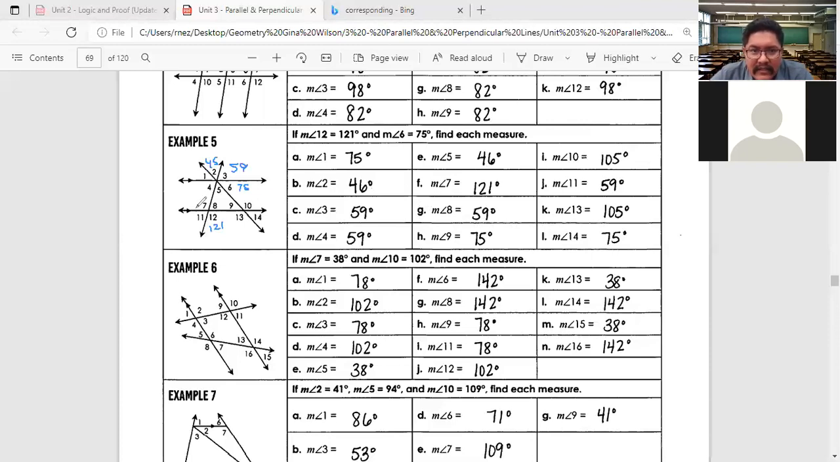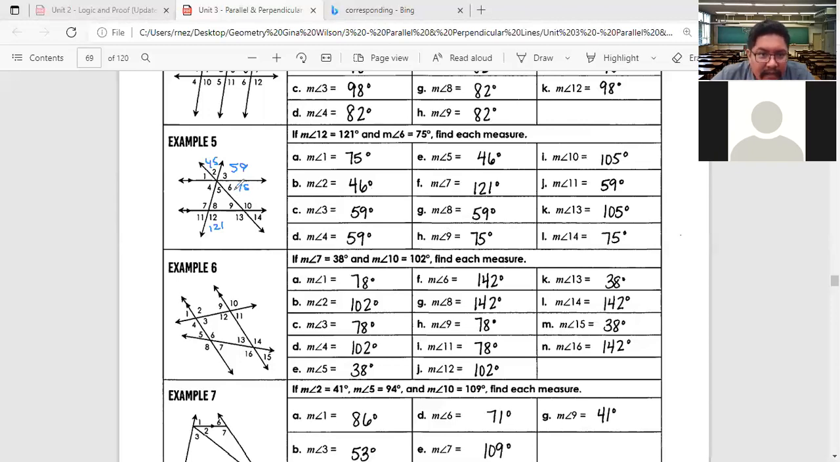All right, and here 7 and 12 are vertical angles, so they would be congruent. So if this is 121, angle 7 is also going to be 121 degrees. And then here they got 59 by, again, making this add up to 180 and finding out what this number needs to be in order to add up to 180, because we have 121 right here. So that's how they got 59. Again, I'm just trying to show you how they're getting these numbers.